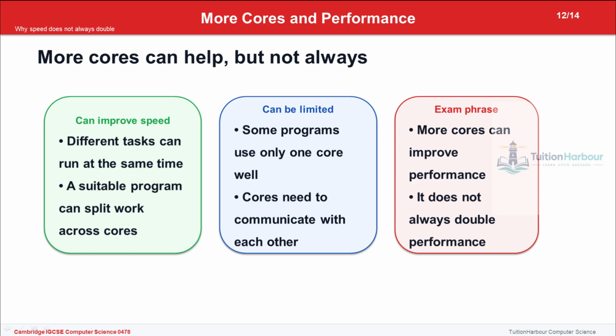More cores and performance. More cores can allow different tasks to run at the same time. Programs designed for multiple cores can split work between them. Performance does not always double because some programs use only one core and cores also need to communicate.